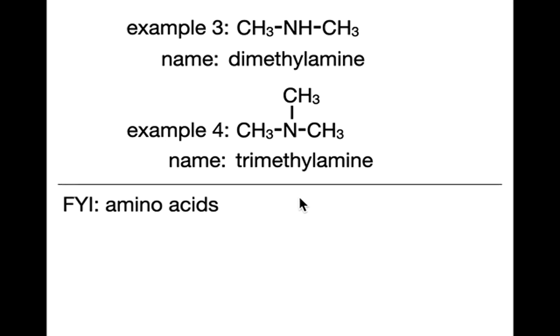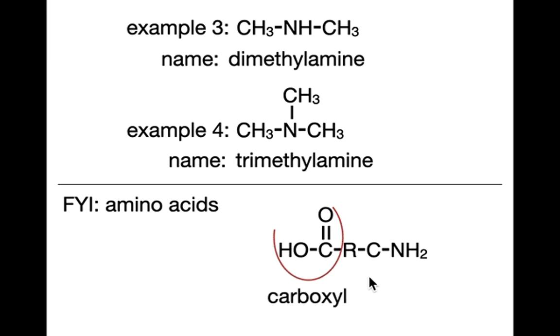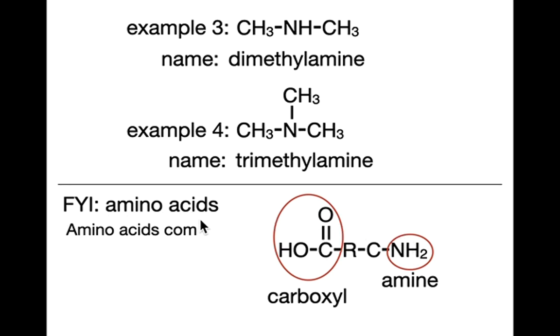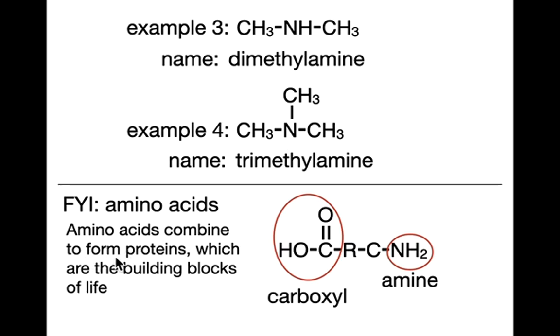And I'm sure when you heard amino, many of you thought amino acids, and you're on the right track. For a compound to be an amino acid, it has to have both the carboxyl group and the amine group. It doesn't matter how big the molecule is, so R could be of any length, but if you have both of those functional groups, it's an amino acid. And if you don't know, amino acids combine to form proteins, which are the building blocks of life. Very, very important substances.